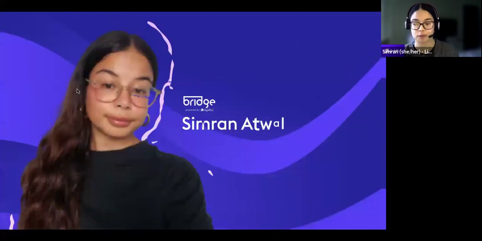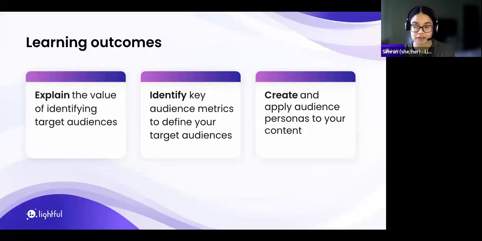But moving on to our learning outcomes. By the end of the session, you'll be able to define your target audiences, gather and interpret audience insights, and also begin developing tailored personas.